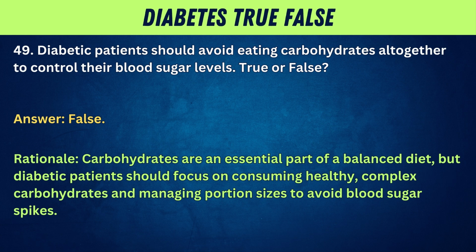49. Diabetic patients should avoid eating carbohydrates altogether to control their blood sugar levels. True or false? Answer: false. Rationale: carbohydrates are an essential part of a balanced diet, but diabetic patients should focus on consuming healthy, complex carbohydrates and managing portion sizes to avoid blood sugar spikes.